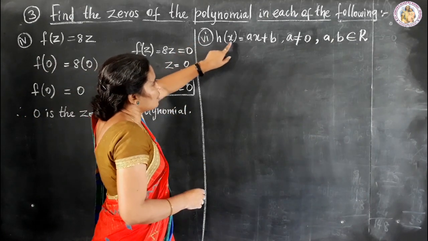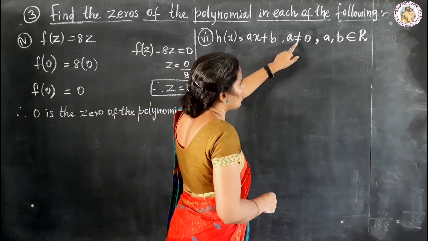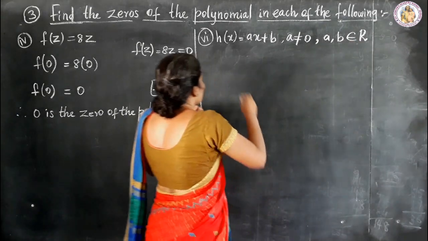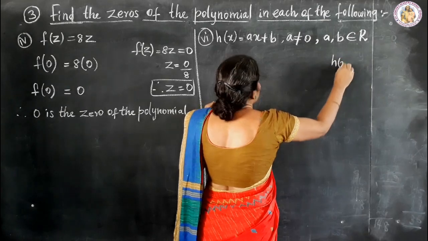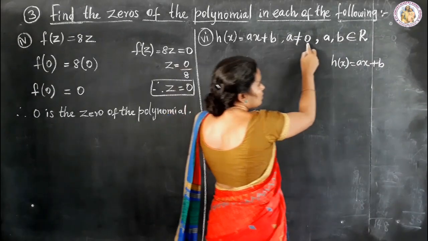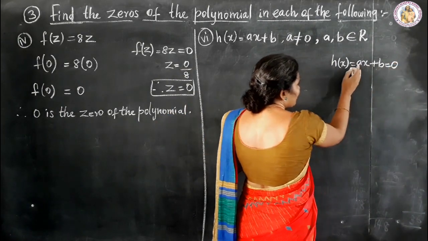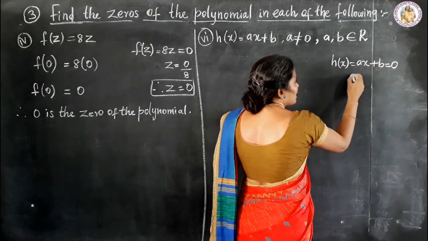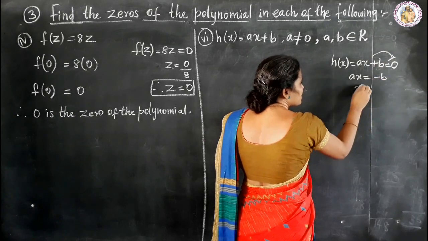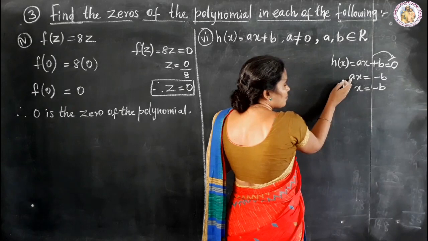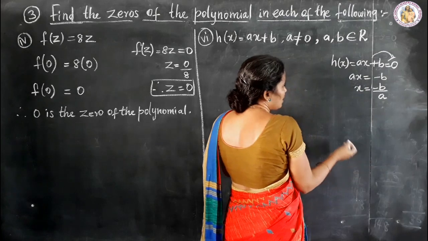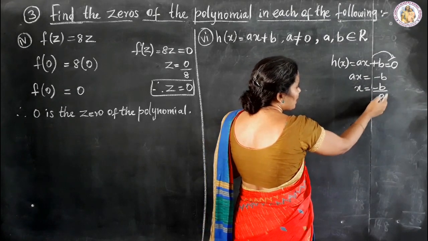Question number 6. H of x is equal to ax plus b, where a is not equal to 0 and a, b belong to R, real numbers. And here h of x is equal to ax plus b, a should not be equal to 0. So here ax plus b is equal to 0. Take ax plus b, while it goes to the right side it becomes minus b. So ax is equal to minus b. Here a into x, while it comes here it becomes division, divided by a. So x is equal to minus b by a.